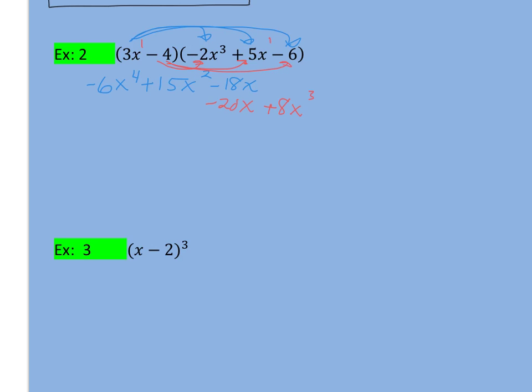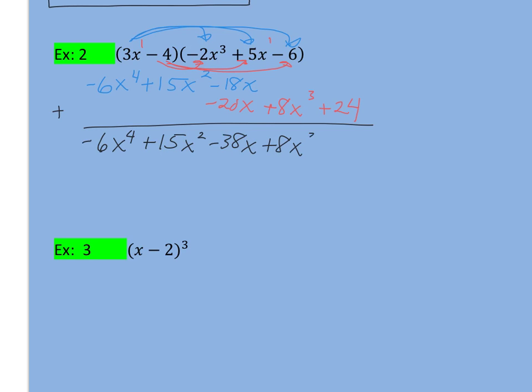Negative 4 times negative 6 is a positive 24. It doesn't have a like term, so give it its own column. So then draw your line and add. Negative 6x to the fourth plus 15x squared. A negative 18 and a negative 20 is a negative 38x plus 8x cubed plus 24.